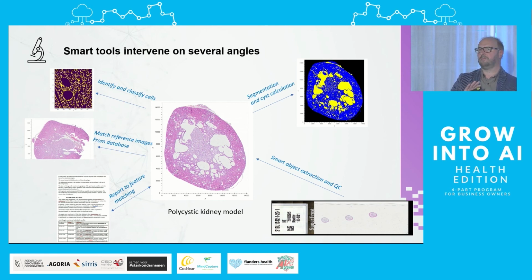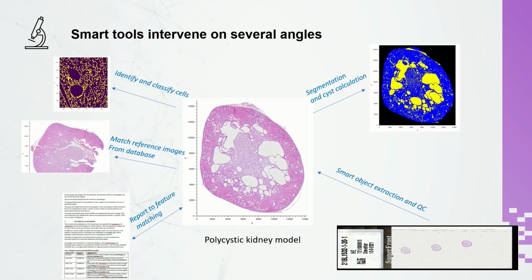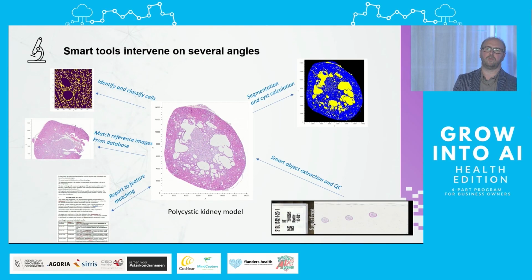Actually, you can segment images, you can do calculations, for instance, on the yellow structures which are cysts in a kidney. You can make sure that the objects on a slide are nicely extracted, presented and clean. You can identify and classify, for instance, cells in those images. You can look up other images that match certain features and that come from a big database. Or you can link the text in a pathology report back to the features that you observe in the image. And all of these areas can be covered by different tools within the whole arena of AI. And they can all be implemented with today's technology.